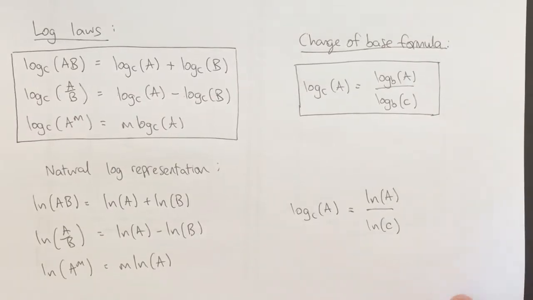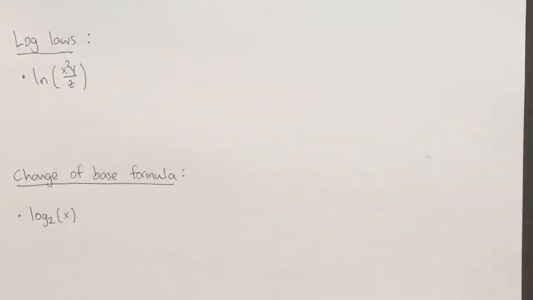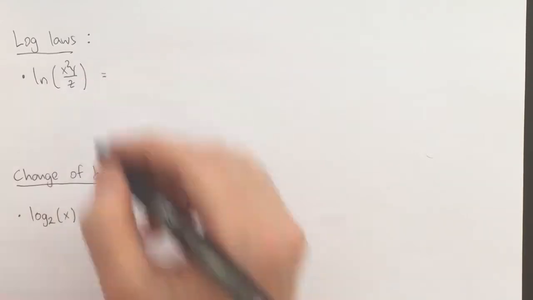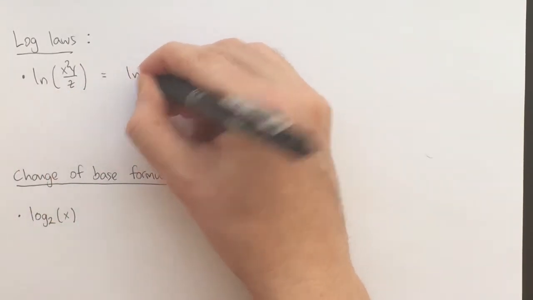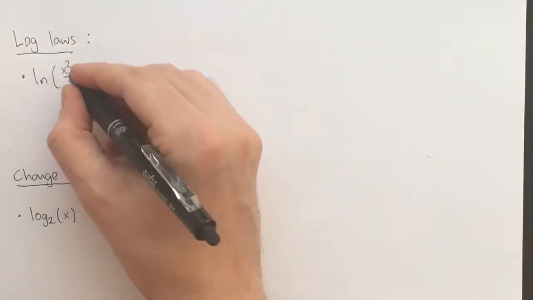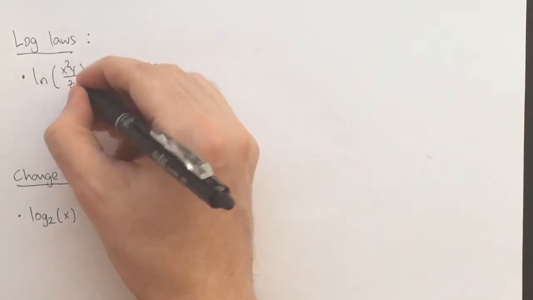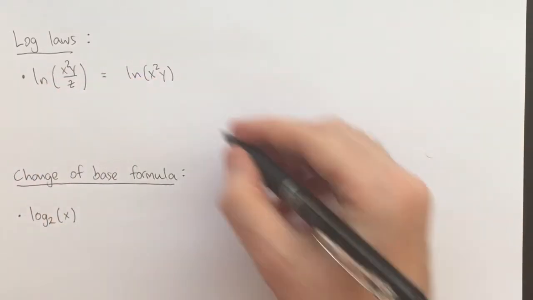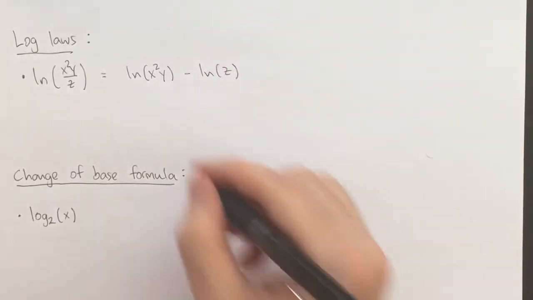Okay, so let's take a look at a couple of examples just to try to see how these things are applied. Suppose the goal here is to apply all of the log laws in sequence to this expression here. Well, first of all, what we can do is we can change the x squared y over z. We can treat that as a over b, and then natural log of a over b is natural log of a minus natural log of b. So that's the first thing that we can do.